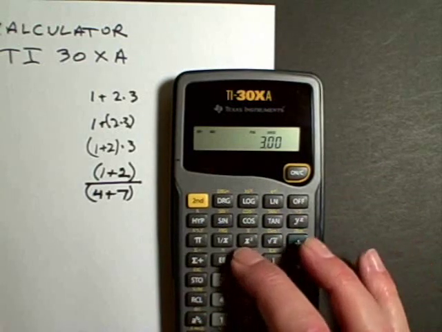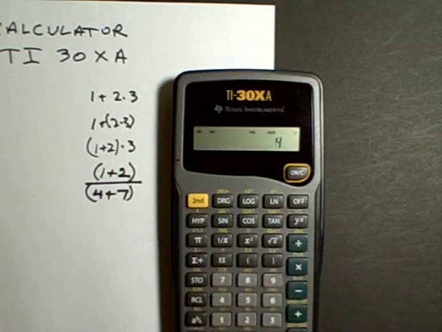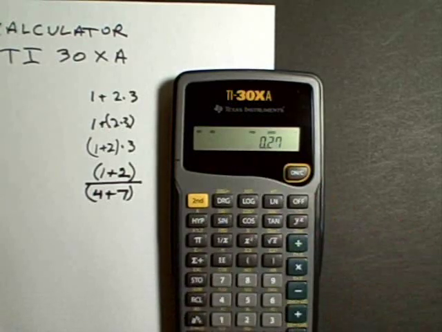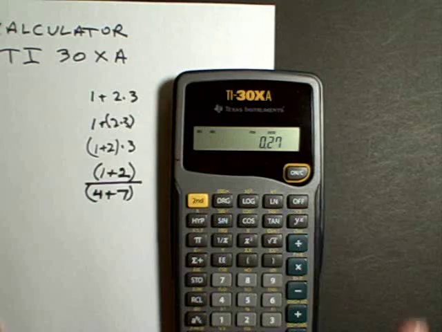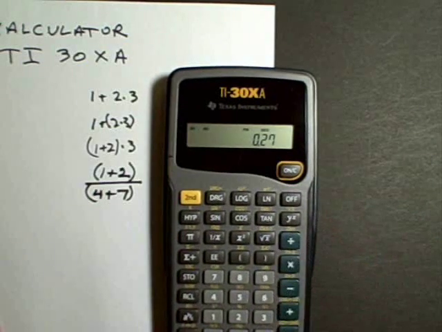Divide. And then I'm going to hit parentheses. 4 plus 7 parentheses. That's 11 now. And then when I hit equal, I get 0.27, which of course is the correct answer, 3/11ths. So never hesitate to use parentheses if you aren't sure about how the calculation might turn out. I use them all the time because I can never quite remember sometimes how this is going to work.